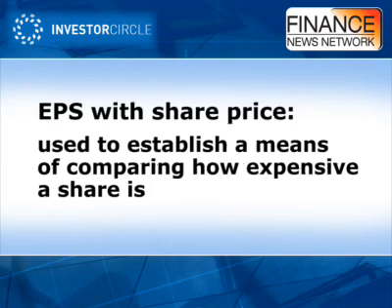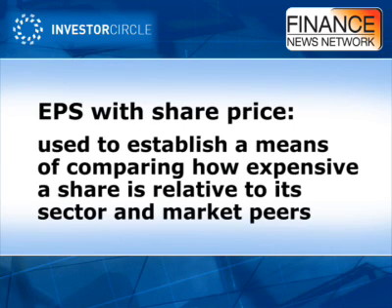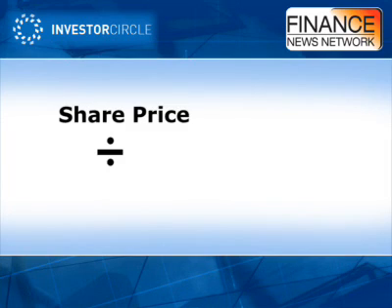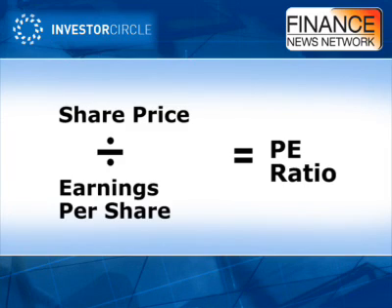When combined with the share price, earnings per share is used to establish a means of comparing how expensive a share is relative to its sector and market peers. To do this, we use the price to earnings ratio, better known as PE ratio. PE ratio is simply the share price divided by earnings per share. The ratio tells us how much investors are willing to pay for the net profits generated by a company.